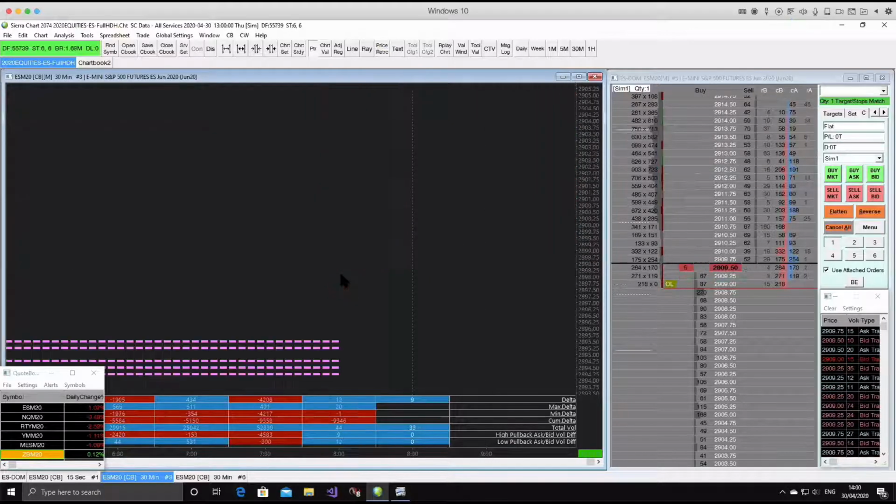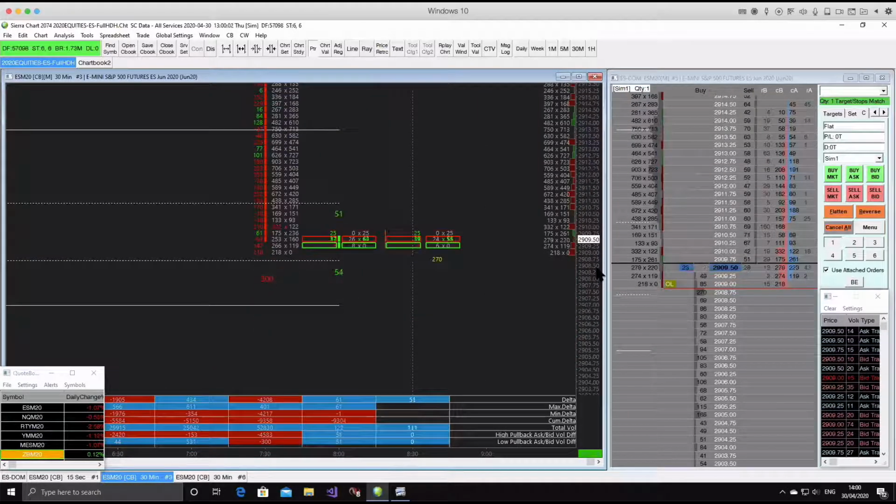Ken is asking, how many levels do I use to construct your delta top and bottom? I don't understand the question, Ken. What do you mean by constructing delta top and bottom?